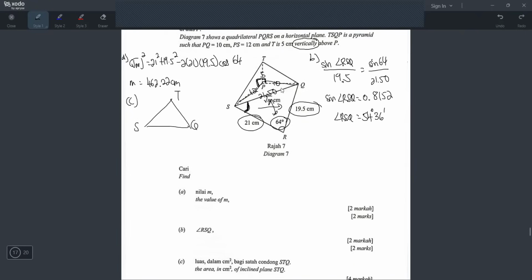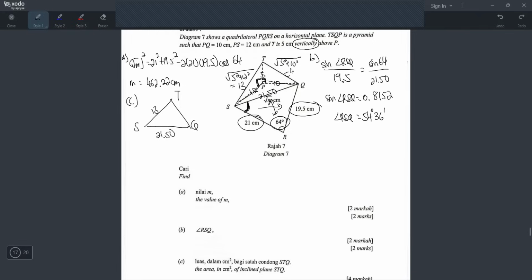STQ. Do we have the length SQ? Yes, 21.50. What about the length ST? We don't have it, but we can find it, right? So how to find? I already mentioned you can use Pythagoras theorem. So it will be square root of 5 squared plus 12 squared, right? Plus, because you are finding the hypotenuse, right? And you will get 13 here. So this is 13. And then this one also you can find. It will be 5 squared plus 10 squared.